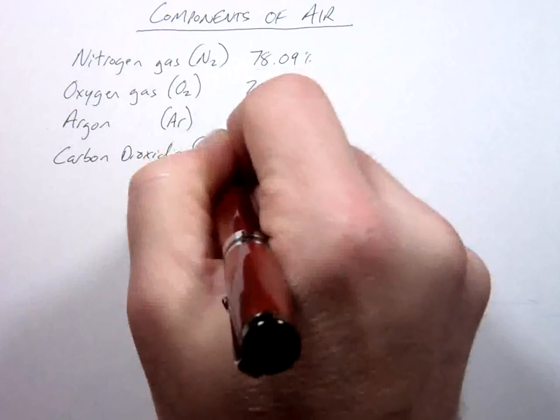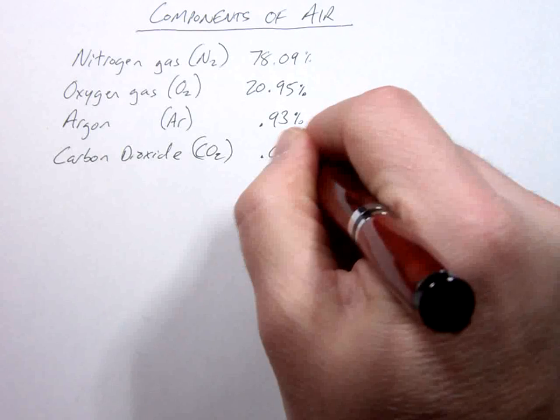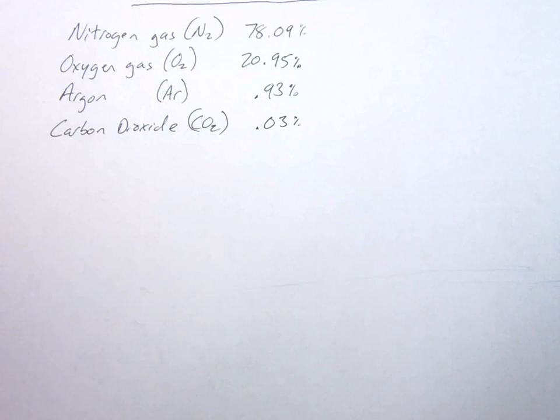CO2. This guy makes up a whopping 0.03% of our atmosphere. 0.03%. Not a tremendous quantity, which is good news for us because it's a greenhouse gas and we're trying to get rid of it. Plants like it a lot, and if they didn't have it, we'd be really suffering.